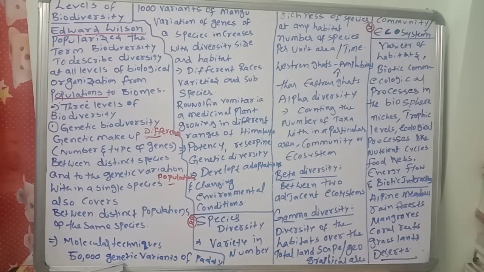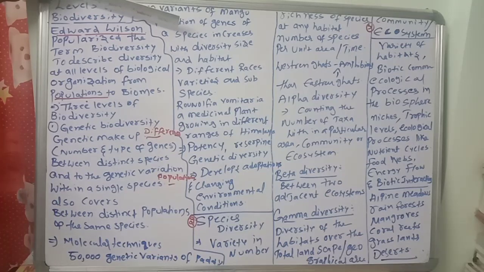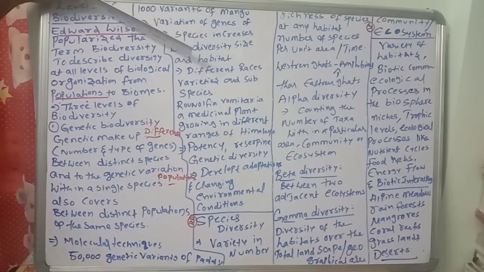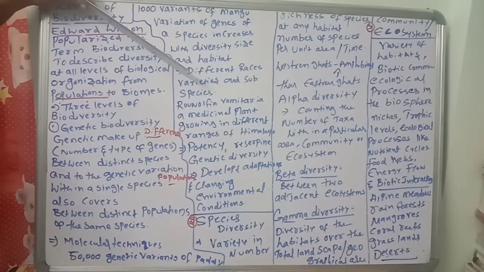50,000 varieties of paddy are there, and even 1,000 variants of mango. They are all genetic diversity only, variations of genes. A species increases with diversity in size and habitat. Different races will be there. It results in different races, varieties and subspecies.